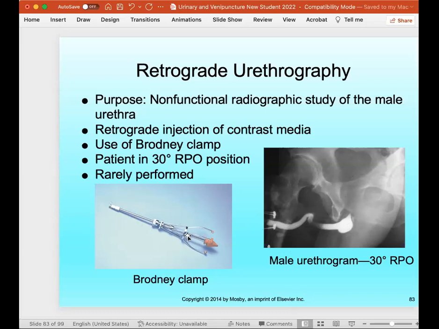Now, this is a Brodny clamp. This is not commonly used anymore. It looks like a torture device, if you ask me, especially for males, it can be really intimidating. You can see the little tips here, the clamps, which will be clamping onto the soft tissue of the penis. Okay, so it's not commonly done anymore. This part would go into the opening of the urethra, and then we would inject contrast through this. But now what we do is just use a catheter.